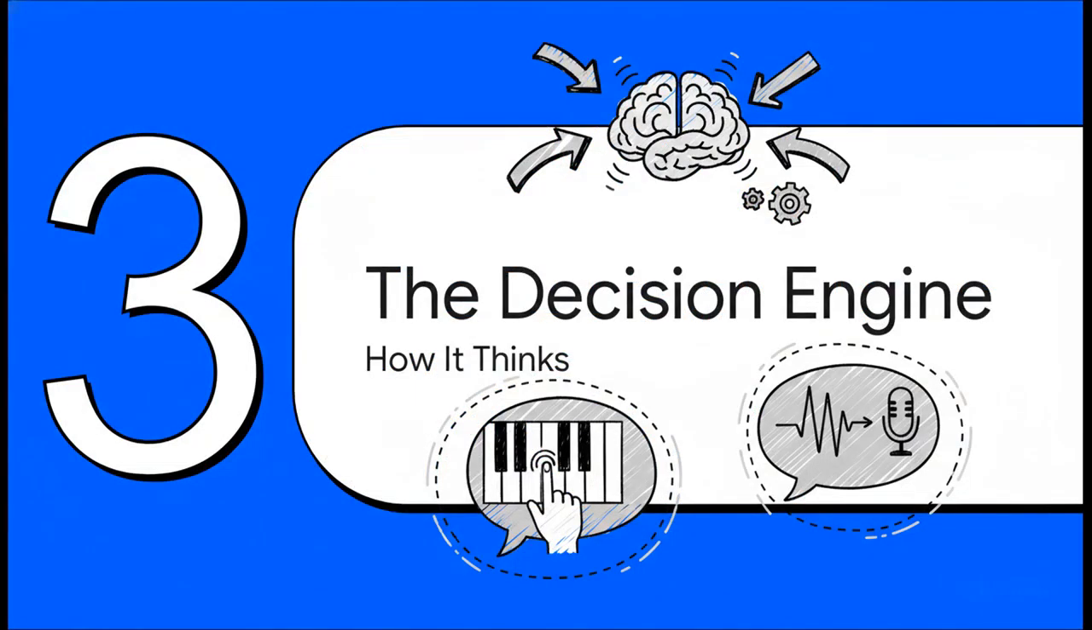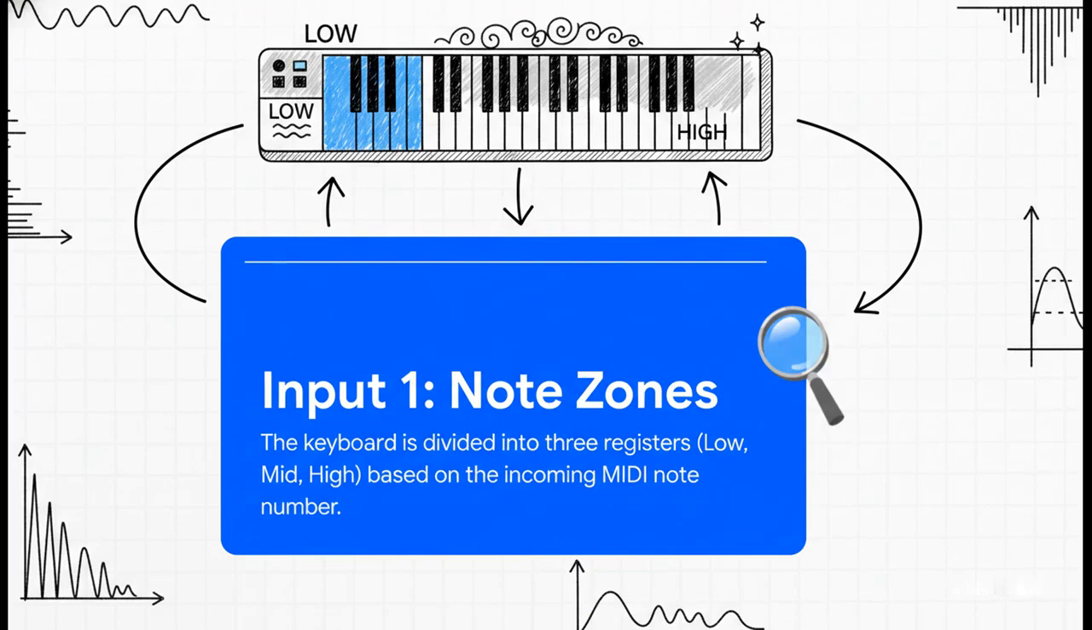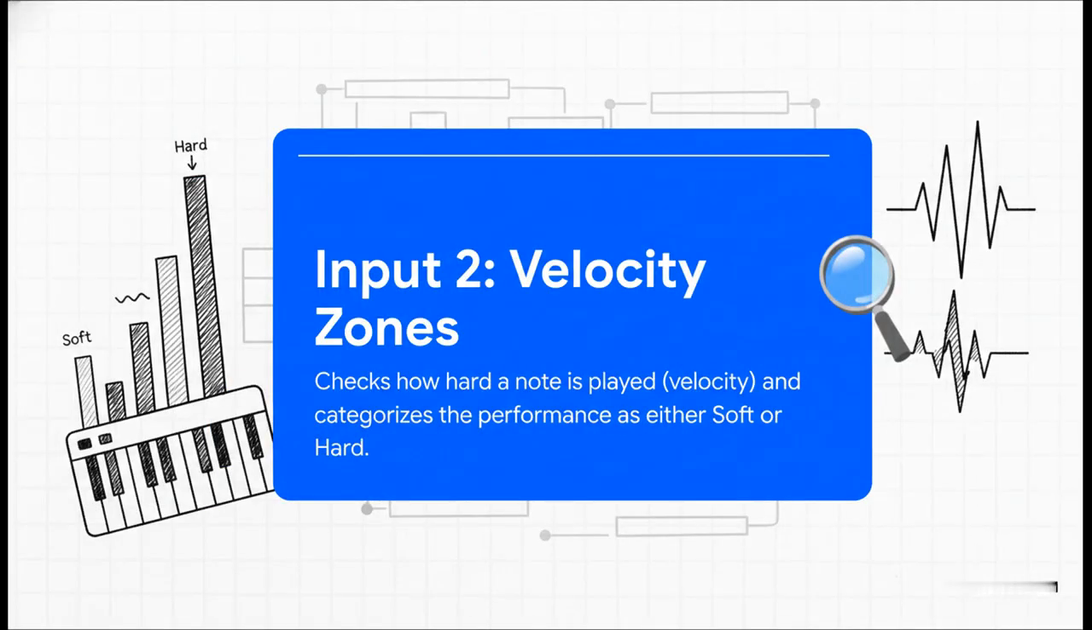So, the big question is, how does it make that decision? You might be thinking it's some kind of complex AI, but the reality is surprisingly simple. It's all driven by just two key things from your performance. First up, the system is looking at where you're playing. The keyboard is basically split into three zones: a low register for bass stuff, a mid-range, and then a high register for all your lead lines. And second, it's looking at how you're playing. It checks the velocity of every single note, how hard you hit the key, and it sorts it into one of two buckets, either soft or hard.